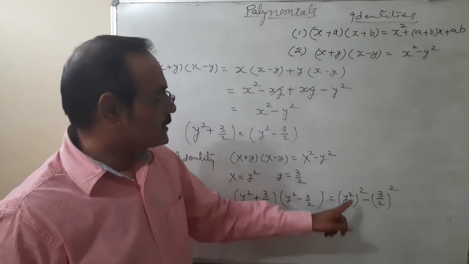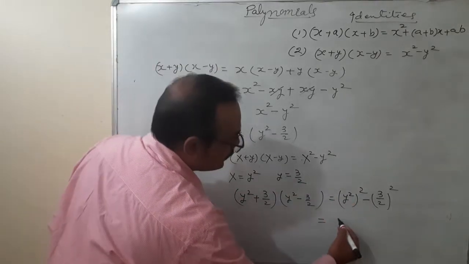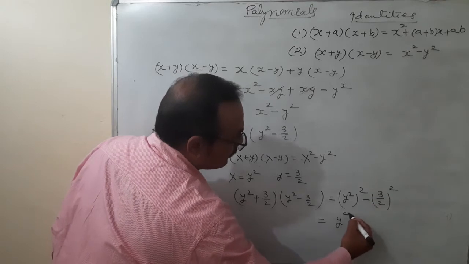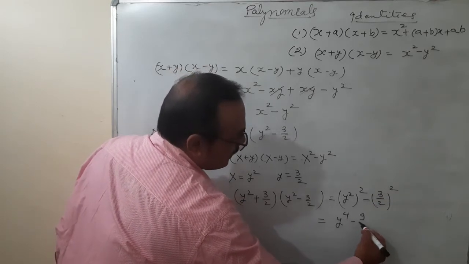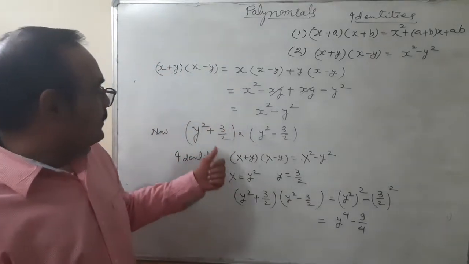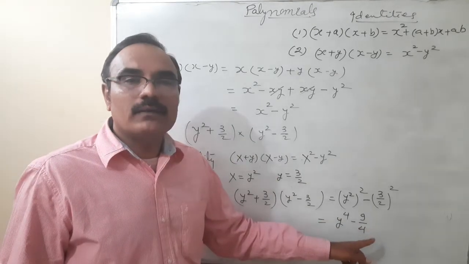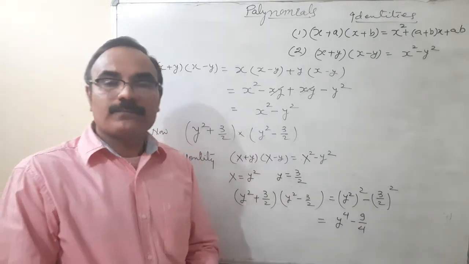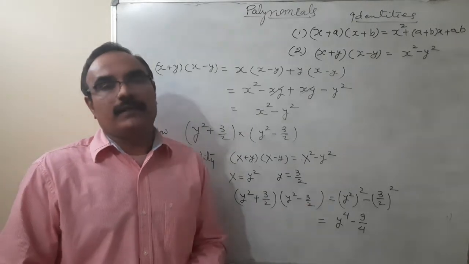The law of exponents says power to the power, that means the multiplication of two powers. So y to the power 2 twos are 4, minus square of 3, 3 threes are 9, upon square of 2, 2 twos are 4. So the solution of this term is y to the power 4 minus 9 upon 4. Okay. So this is the use of the second identity.